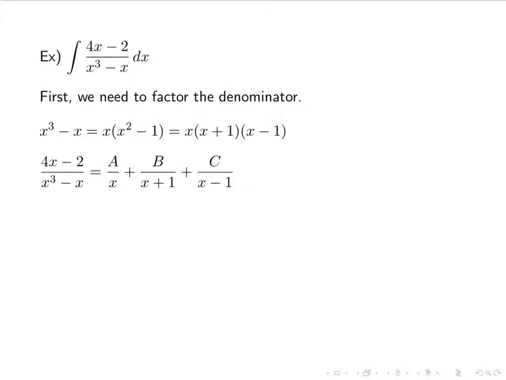So now, notice we have 3 factors. So I have a over x plus b over x plus 1 plus c over x minus 1. So I've got a, b, and c in this case.